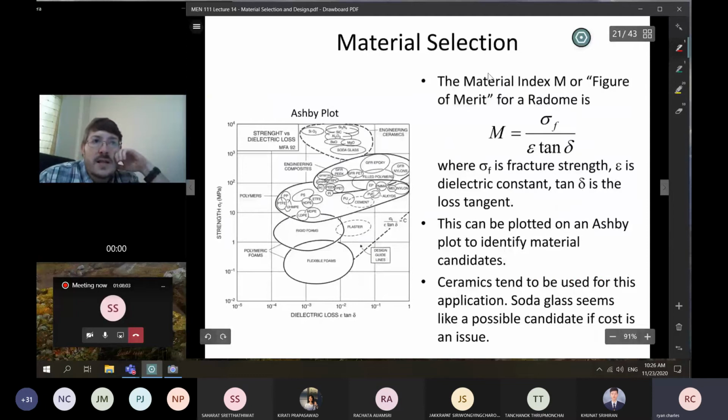So the material index M, or figure of merit for a radome, right? A mechanical strength divided by the electrical properties here. All right. So here, epsilon is dielectric constant, or K, and tan delta is the loss tangent. And again, you can plot this on an Ashby plot. So here's strength and dielectric loss. You go, that's a weird graph to see. And you look here, all right, we're trying to minimize this stuff. We want this to go that way, and we want that to go that way. And when you do that, there's nothing there.